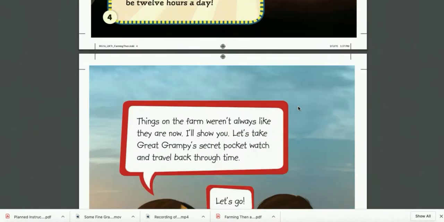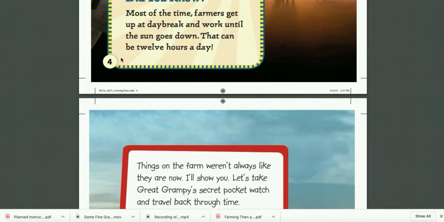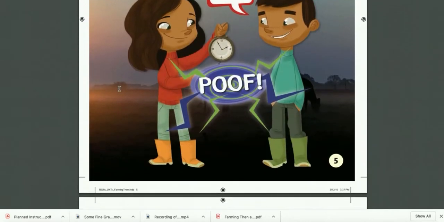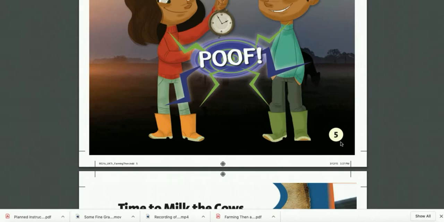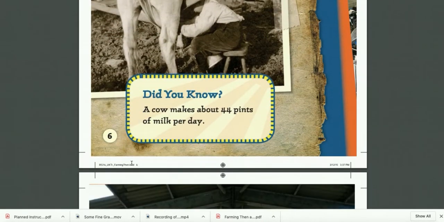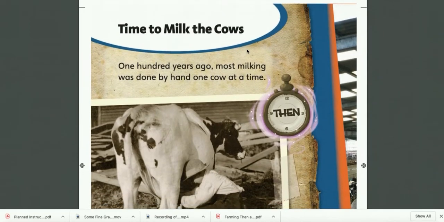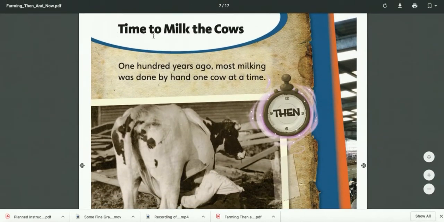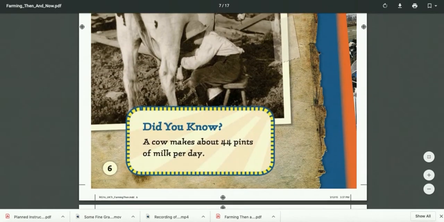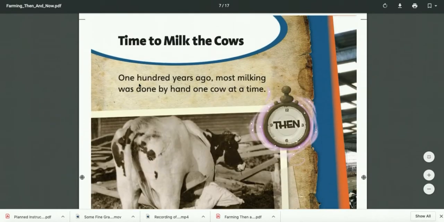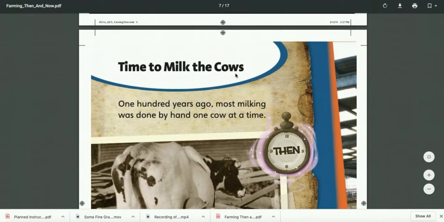So I'm going to go through and find page 6, and my page numbers are down here on the bottom. So this is page 4, page 5, page 6. All right, so this is the page that I am looking at. And here is my heading, another nonfiction text feature. It says Time to Milk the Cows. That lets me know that I'm on the correct page. I have the page number that I saw in the table of contents, and I also have the heading that I saw in the table of contents.